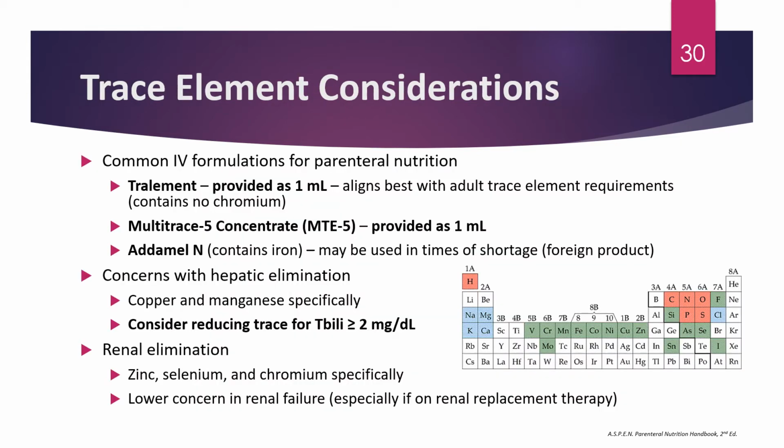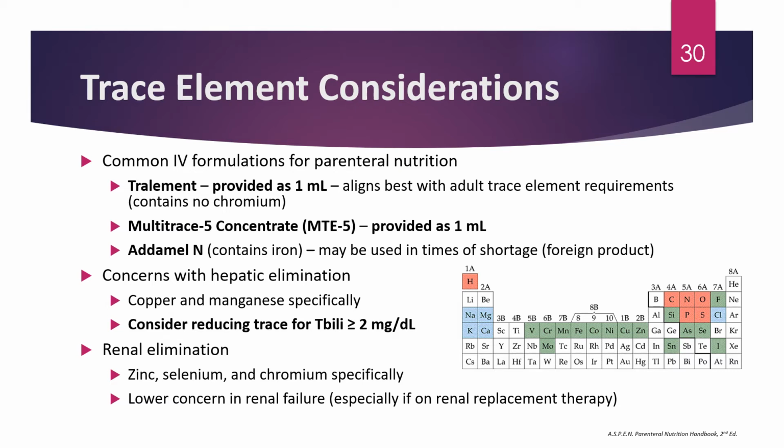In terms of trace element considerations, we do have a few products that are out there. Those include Trail Mint, which is a new and upcoming formulation, which we typically provide 1 ml in each PN bag. You see that number is bolded there. This formulation aligns best with our adult trace element requirements, and people are typically now using this more than the previous commonly used formulation known as multi-trace concentrate or multi-trace 5, MTE5.